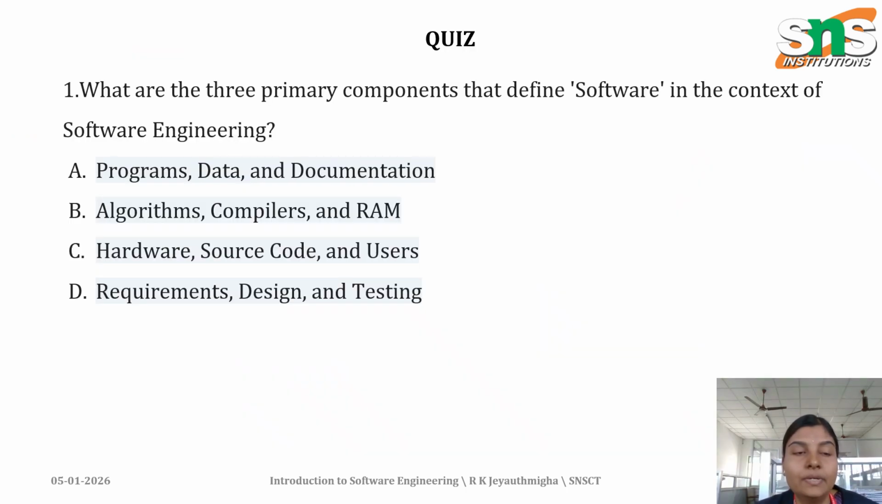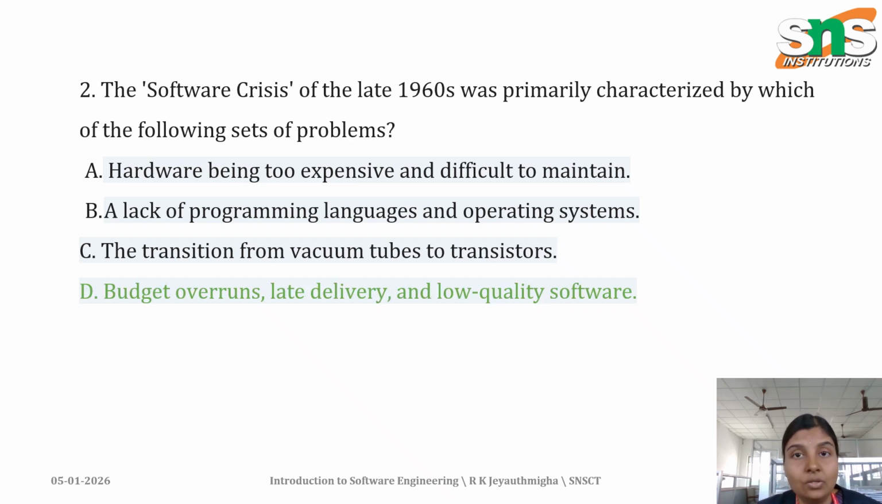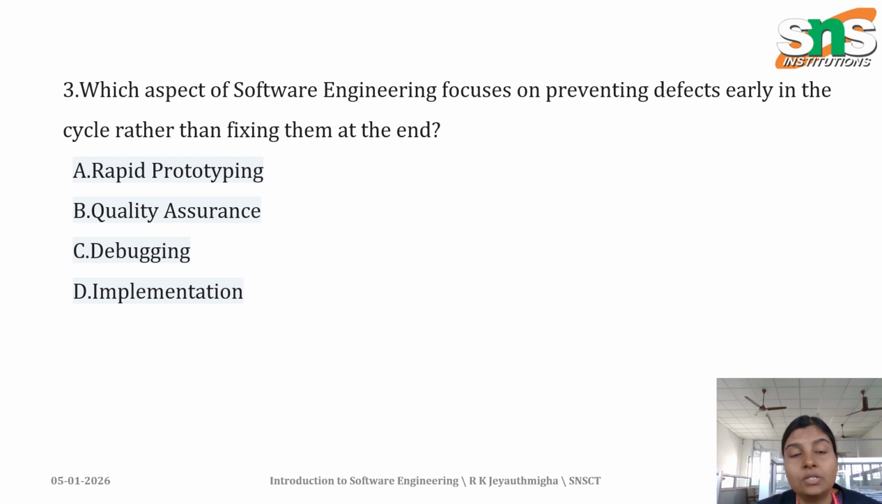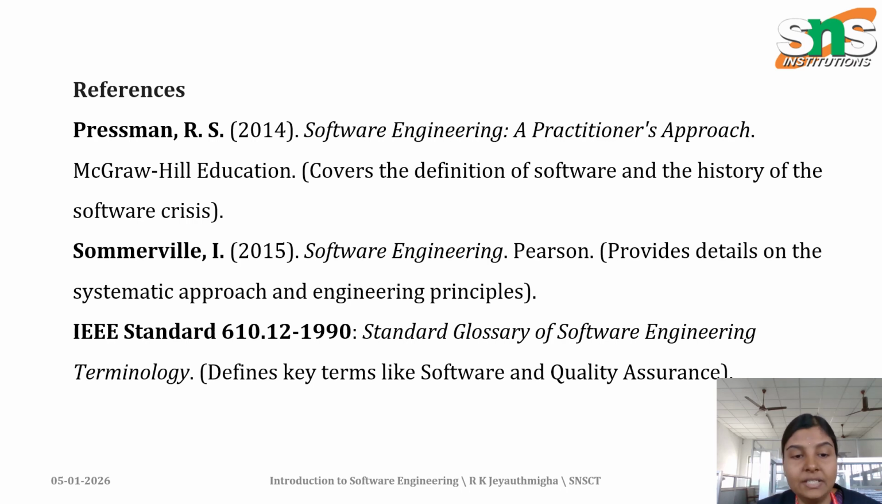Let's discuss a few questions. What are the three primary components that define software in the context of software engineering? Programs, data, and documentation. The software crisis of the late 1960s was primarily characterized by which of the following sets of problems? Budget overruns, late delivery, and low quality software. Which aspect of software engineering focuses on preventing defects early in the cycle rather than fixing them at the end? Quality assurance. These are the references.